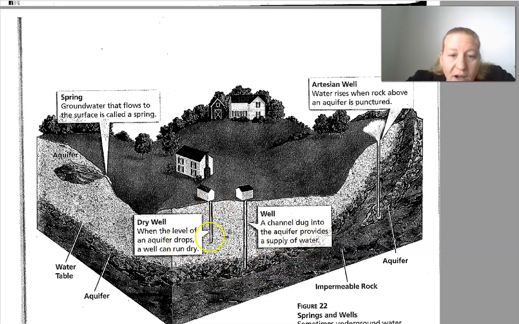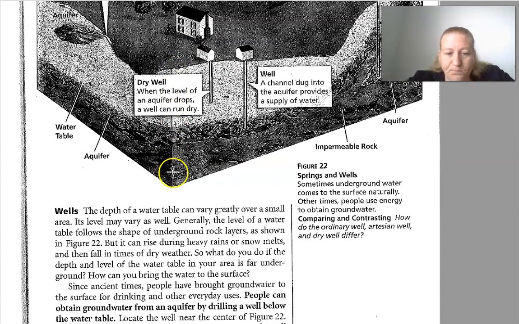Okay, a dry well is when the level of the aquifer drops and a well can run dry, so it doesn't have a supply of water there anymore. Okay, so groundwater that flows to the surface is called a spring. So we could have an aquifer right here, and it comes out as a spring.